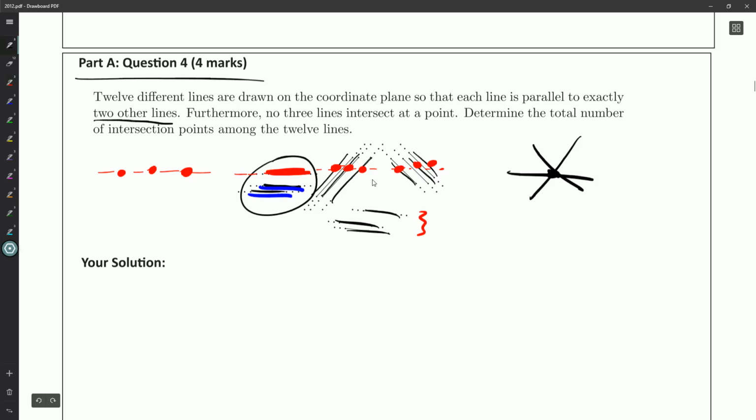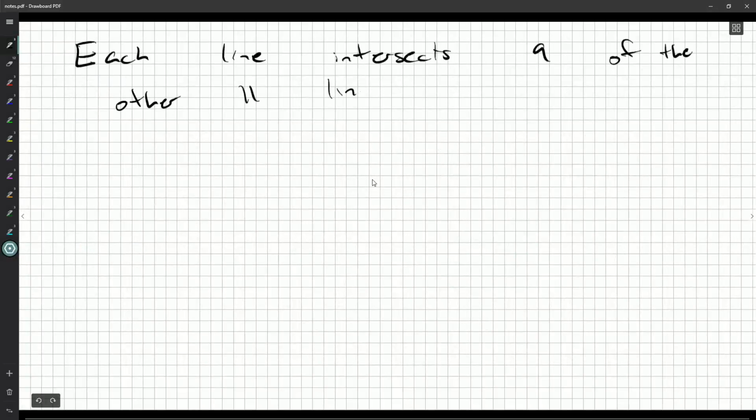Okay, so we can start writing things down. It intersects 9 of the other 11 lines, right? Because it can't intersect the two that it's parallel to, and of course it doesn't intersect itself. So it's out of the running, plus the two that are parallel. That leaves just 9 out of the total 12. This line and the two it's parallel to don't count. So each line does this. These will be distinct points.